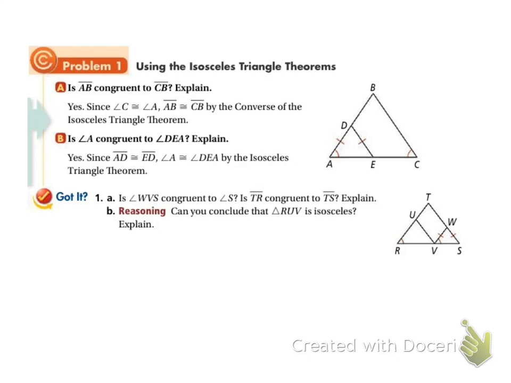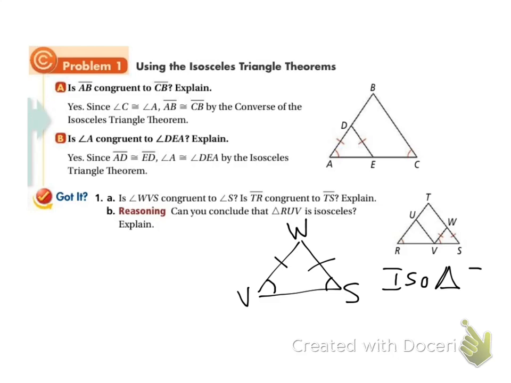Okay, so let's try our got it problem. We're looking down at this picture here. It says, is angle WVS, the one right there that's marked with the arc, congruent to angle S? So right now we've got this little triangle down there, WVS. These are congruent. That's congruent. So I've got that the legs are congruent. So yes, angle WVS is congruent to angle S, and that is by the isosceles triangle theorem.